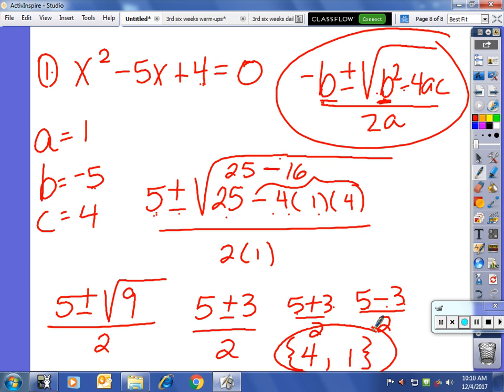You have to know how to use the quadratic formula. But I promise you, the more you do this, the faster you're going to get at it. It's not going to seem so bad.